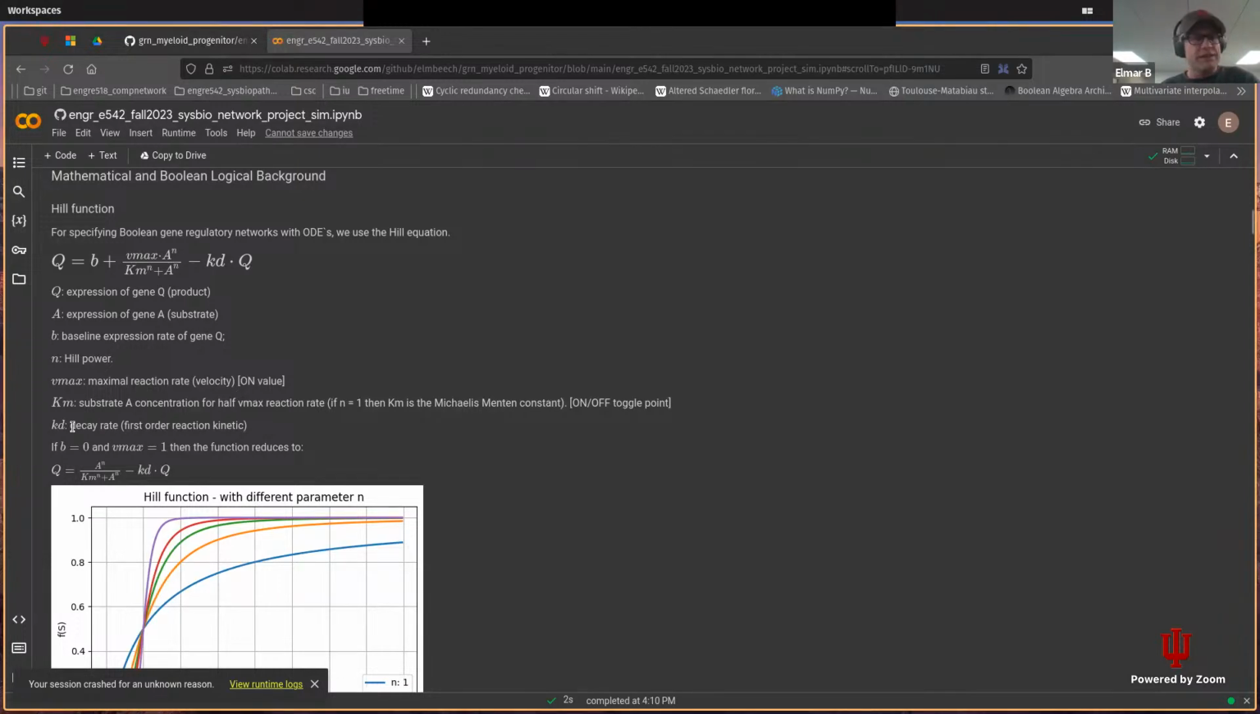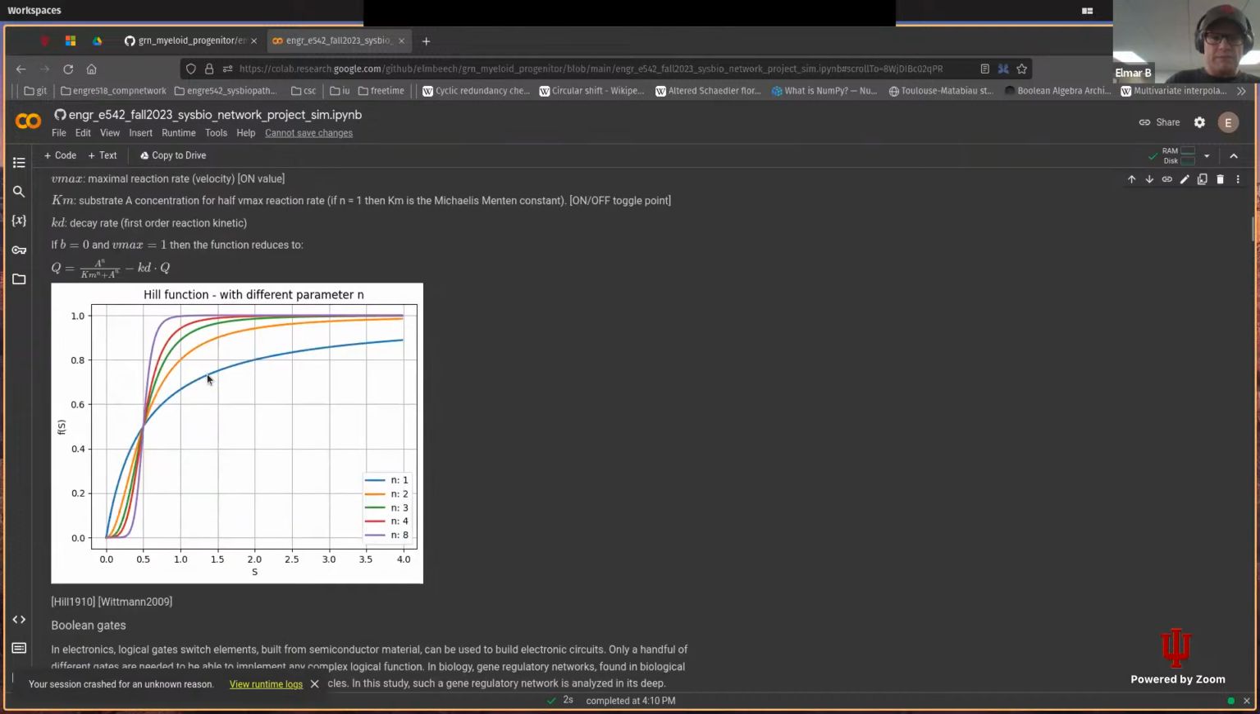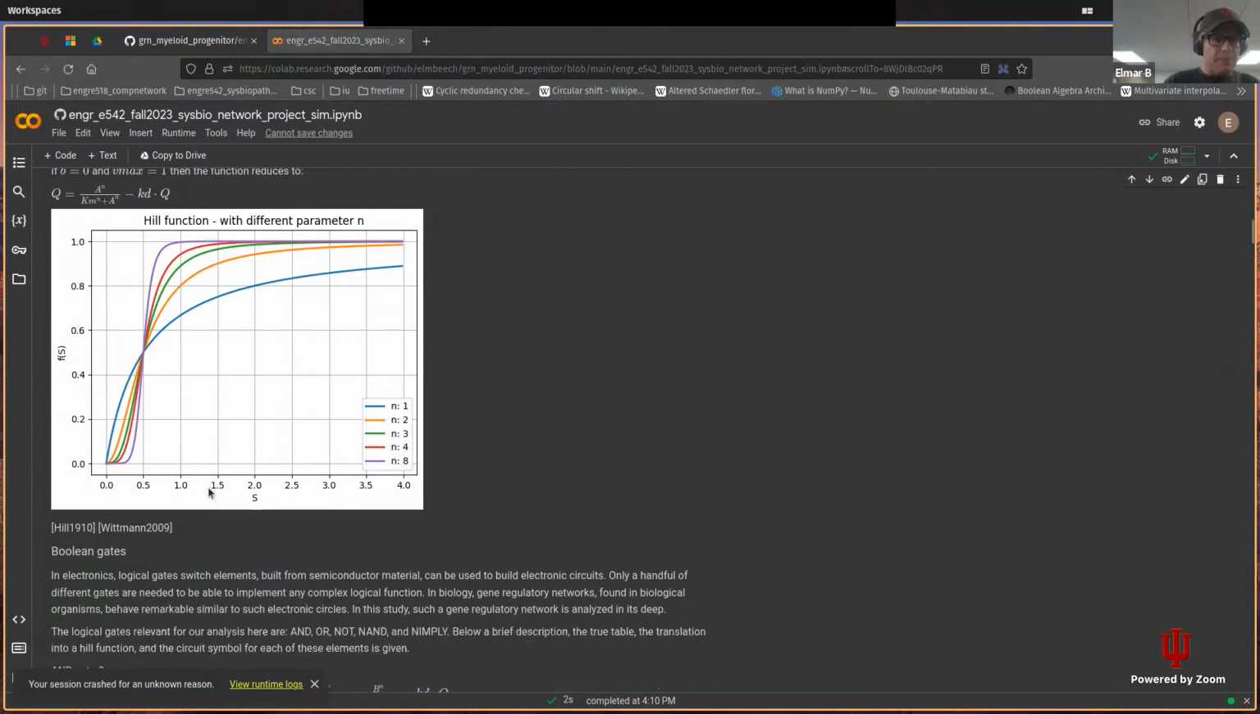Then we have Kd, which is the decay rate. So the protein decay that we have, which is first order kinetics. And as I said before, we set the baseline rate to 0 and Vmax to 1, and through that the Hill function reduces to this form. This here shows a plot of the Hill function with different Hill powers, and you can see first order looks like Michaelis-Menten, and then you have this step function that gets more and more extreme the higher the Hill power. Okay.